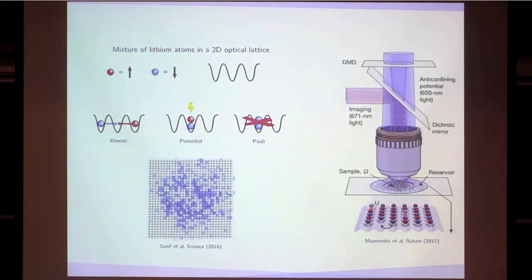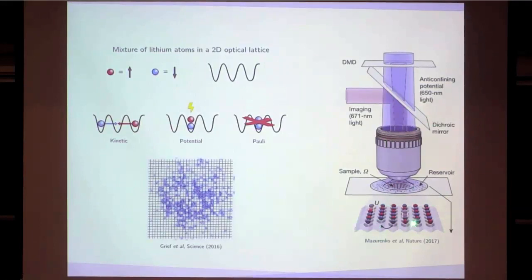And in the same way as electrons, these atoms interact. They are charged particles, so you have Coulomb interaction. But because electrons obey the Pauli exclusion principle, a situation where two atoms with the same spin are in the same position is forbidden. That's why they use lithium atoms, because those are fermions, and fermions obey these statistics. And so you see this is how the experiment works.